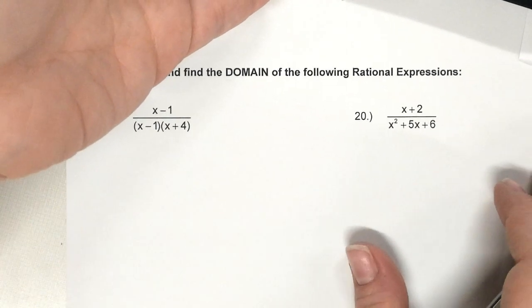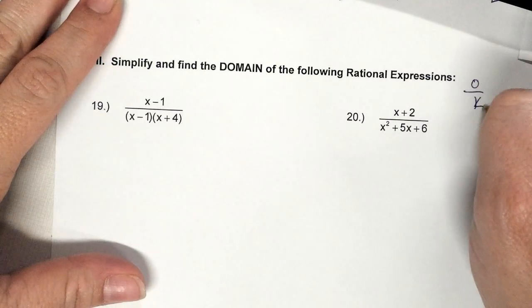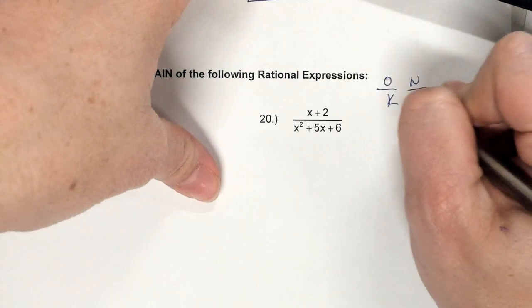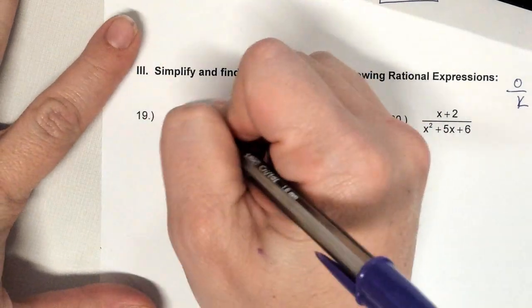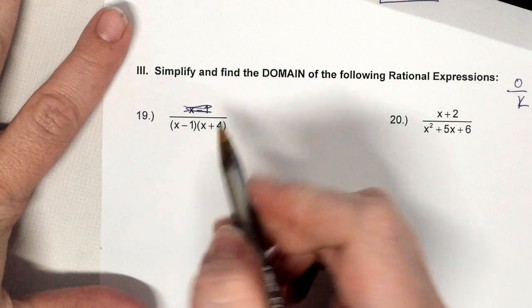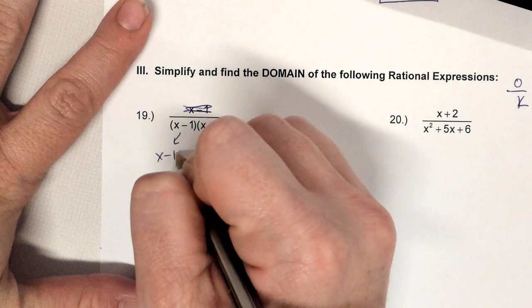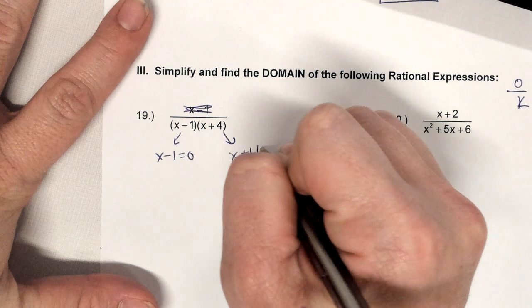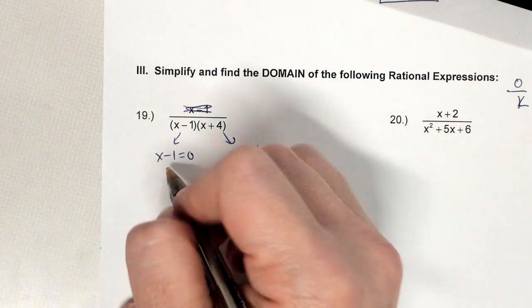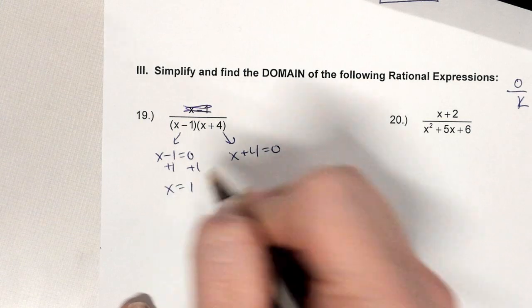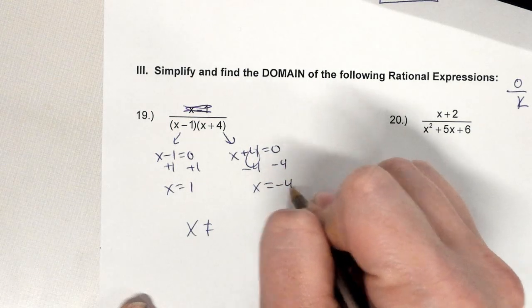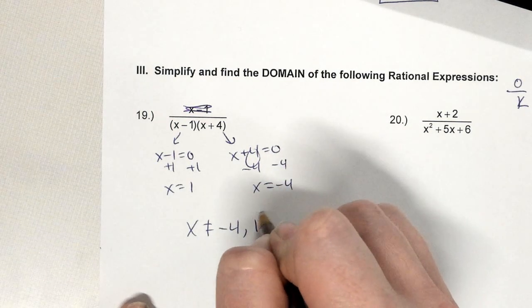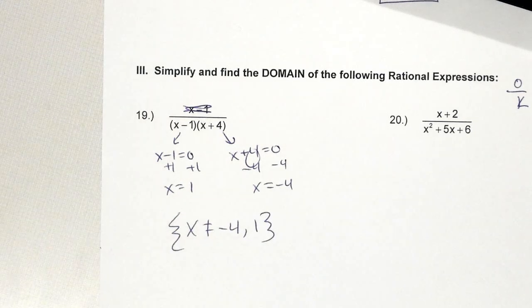Okay, last 2 problems are domain. Remember the domain, it's okay to have a 0 on top. It is not okay, no, on the bottom. So this one's already factored for us. Remember, you can ignore the top. It's what makes your denominator equal 0. Well, you can separate and set them equal to 0 and solve, or you can just look at them. What gets rid of a negative 1? Well, a positive 1. What gets rid of a positive 4? Well, a negative 4. So x cannot be negative 4 or positive 1 in this problem, because if it is, that would make the denominator equal 0.